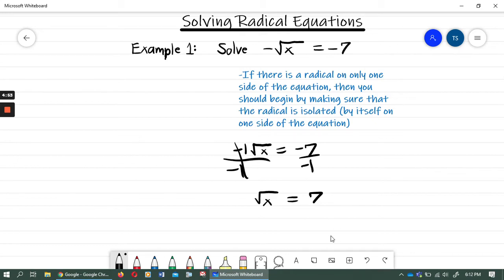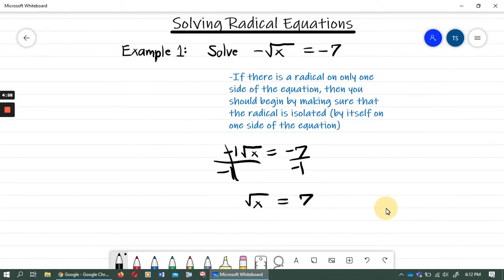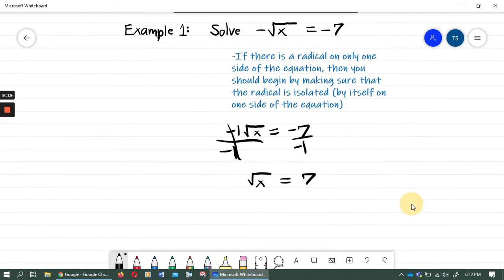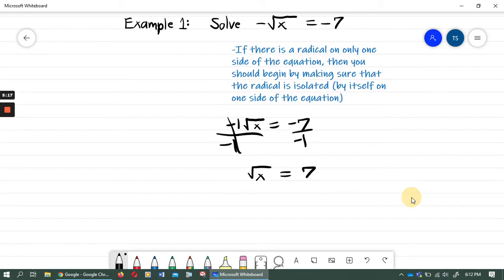No, of course not. Because if we're solving for x, we need x to be completely by itself. So the first step, for this particular type of example, was making sure that radical was completely isolated. Now that it is completely isolated, what we need to do is get this radical to cancel out.